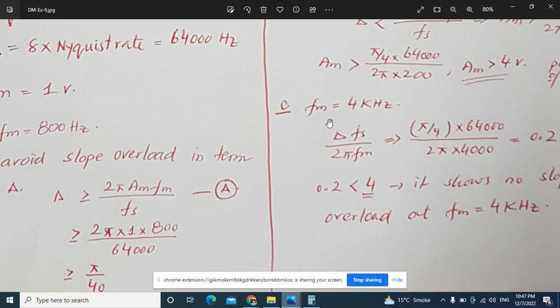For part C, fm is given, and you need to see if the modulator is overloaded or not for the given modulating frequency fm, which is 4 kilohertz. So delta fs divided by 2 pi fm. We know the value of delta, which is pi by 40 multiplied by 64,000 divided by 2 pi, and fm in this case is 4,000. Using the calculator, this ratio is equal to 0.2. So 0.2 is less than 4 that you calculated in the previous case. It shows that no slope overload occurs at fm equal to 4 kilohertz.